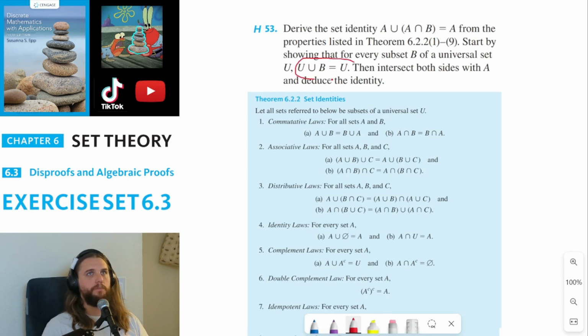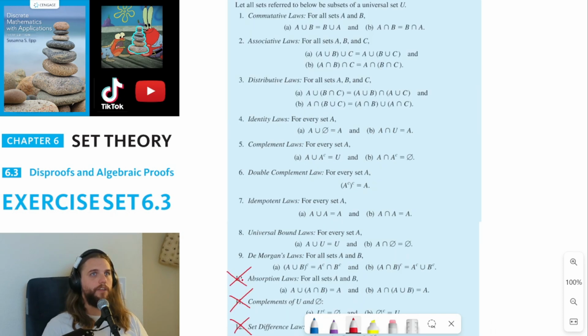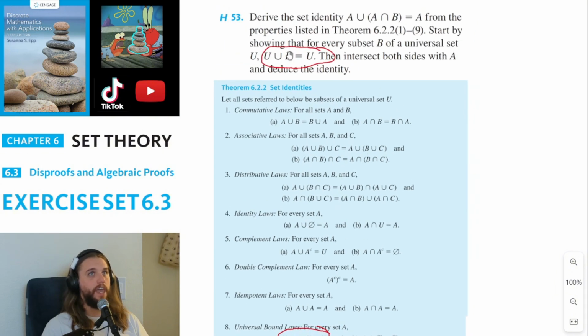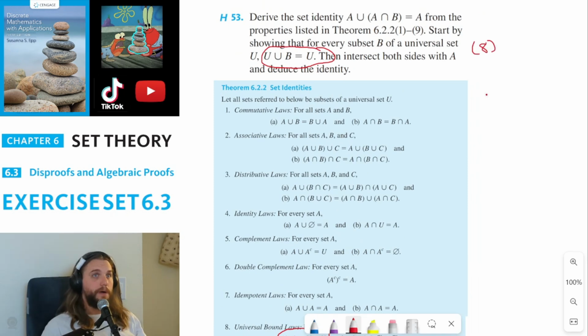Now, that hint right there pretty much gives it all away for us. Let's start by proving that this is true for every subset B. We're not allowed to use Rule 10, Rule 11, or Rule 12, but we won't need those anyways. We could start with the universal bound law, which says that A union the universal set is the universal set for every set A, and that includes set B. So by the universal bound law, we immediately get that the universal set union the subset B equals the universal set U. Then we have to intersect both sides with A.